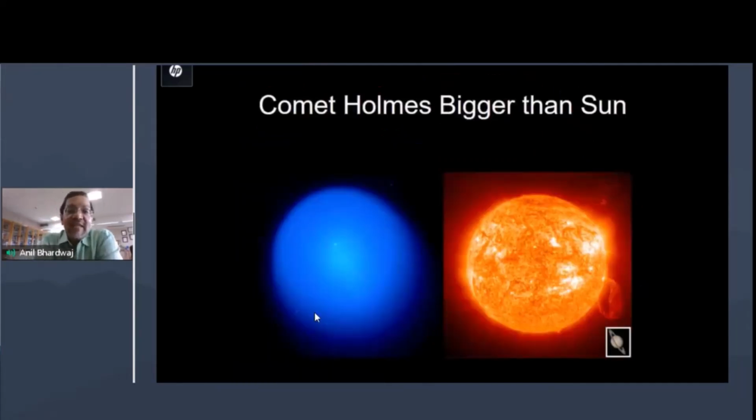Now, the size, as I was talking about the comets, can be huge. Here you can see the size of the coma, or the atmosphere, of comet Holmes, which is bigger than the size of the sun itself. So that's why I was telling you that a comet can have an atmosphere which can be millions of kilometers.